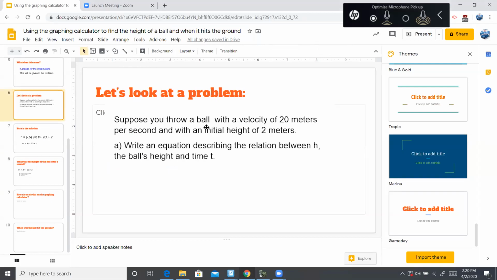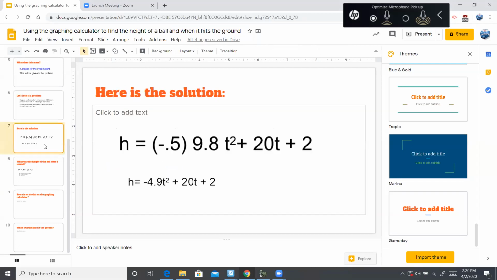It says, suppose you throw a ball with an initial velocity of 20 meters per second and with an initial height of 2 meters. We want to write an equation describing the relationship between h, the ball's height, and t. So we did that. This is the equation that we came up with. Notice we used 9.8 because the problem is written in meters. Negative 1/2 is always negative 1/2. When I do that, I get negative 4.9t squared plus 20t plus 2.